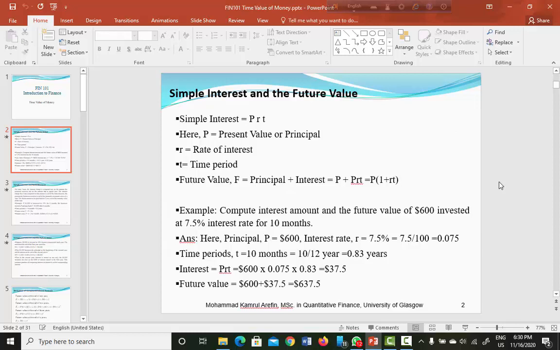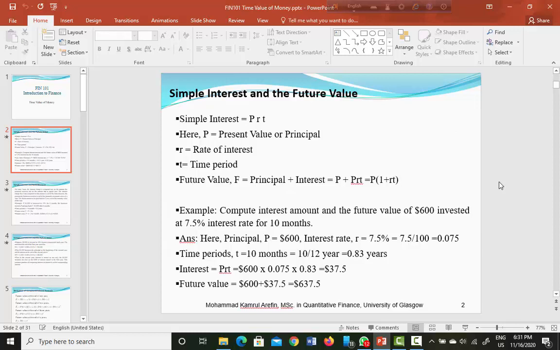So if you invest some money in a bank or any financial institution, or if you borrow some money from financial institutions, you have to pay interest. If you borrow some money from any bank or any financial institution, that means if you get a loan from any bank, you need to pay interest. And if you invest some money in any bank, you will get interest from the bank.